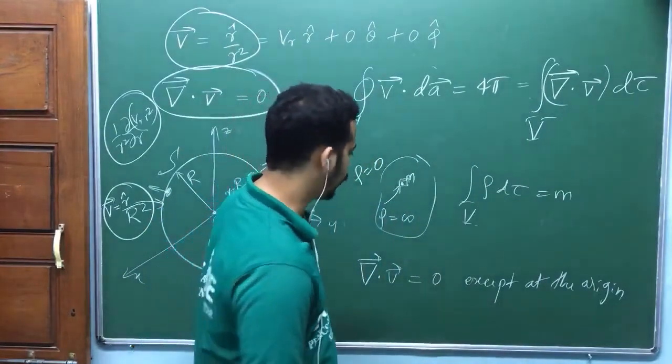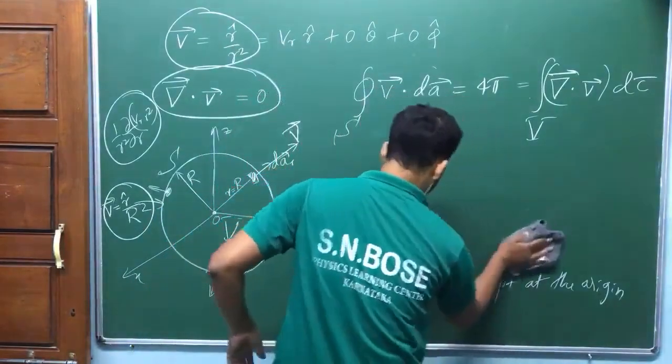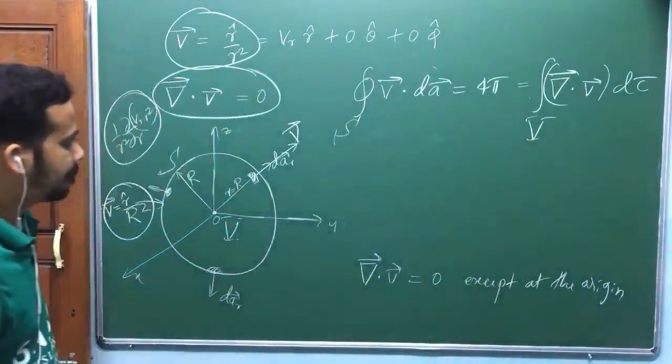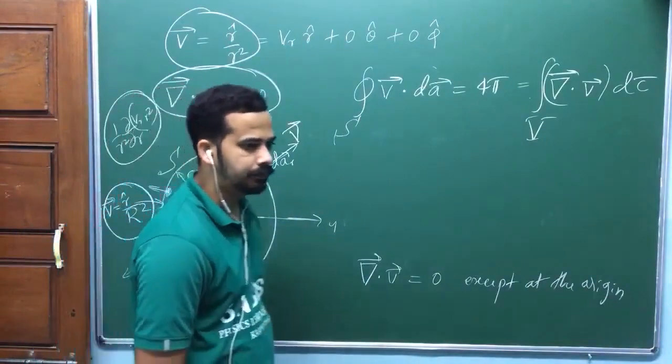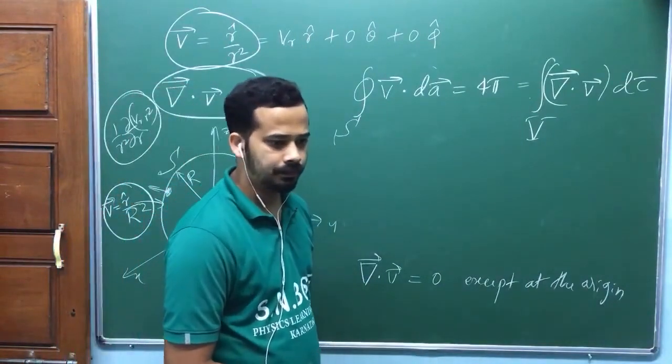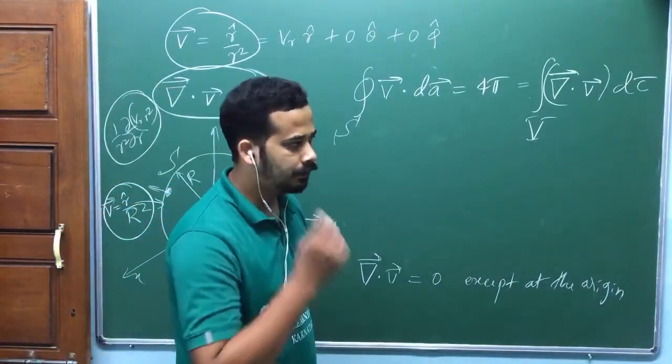Is that okay? Speak out. Sir, if you are taking a point for which the mass density will be 0, then how can we choose any other point?